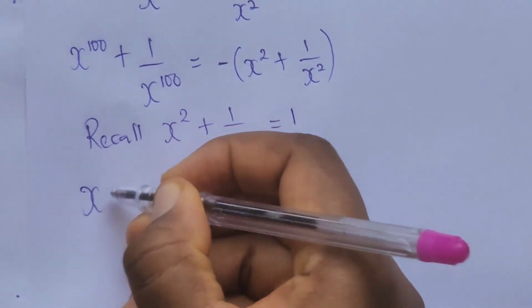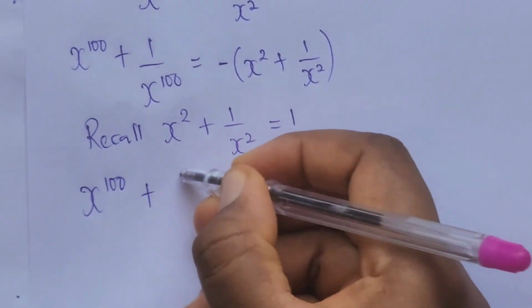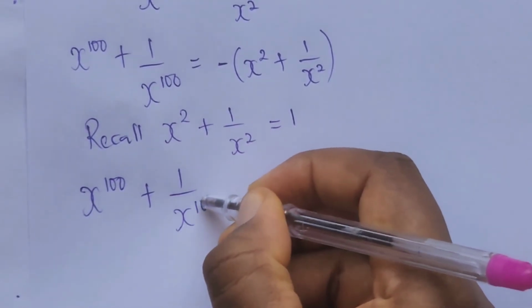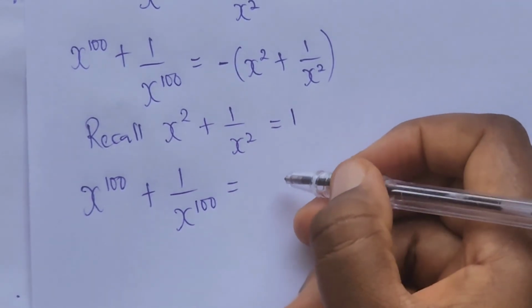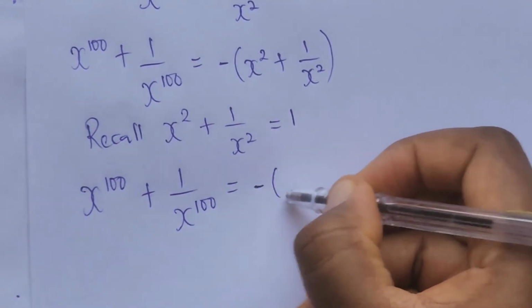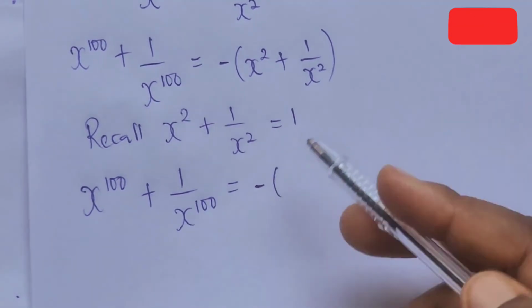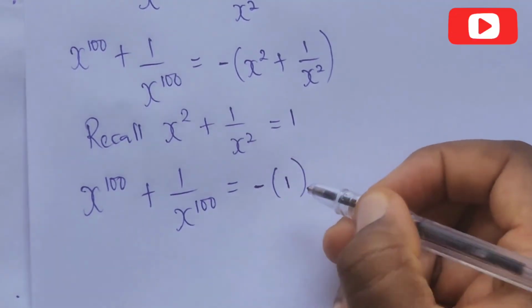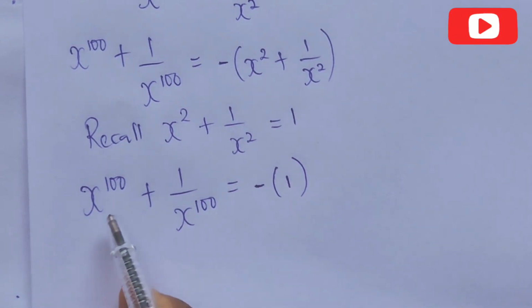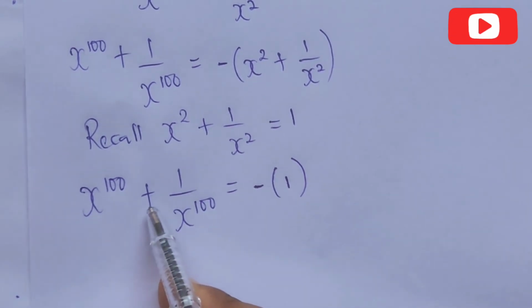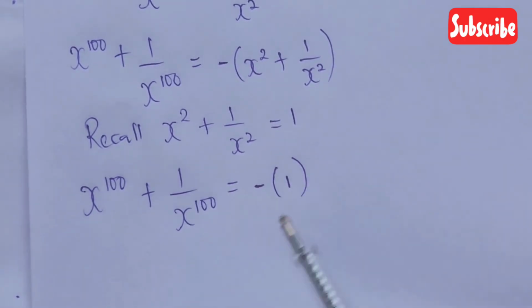So our x to the power of 100 plus 1 over x to the power of 100 will be equal to minus, we have x squared plus 1 over x squared to be equal to 1, so we have minus 1. It simply means that x to the power of 100 plus 1 over x to the power of 100 is equal to minus 1.